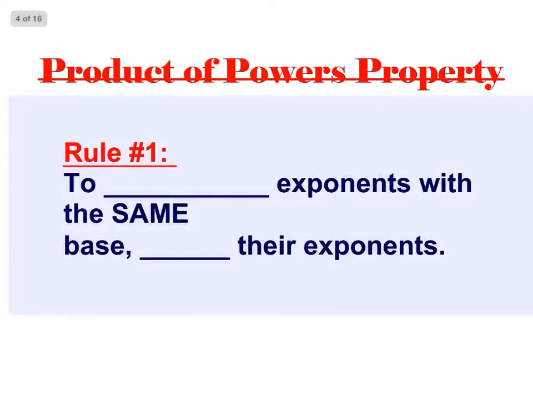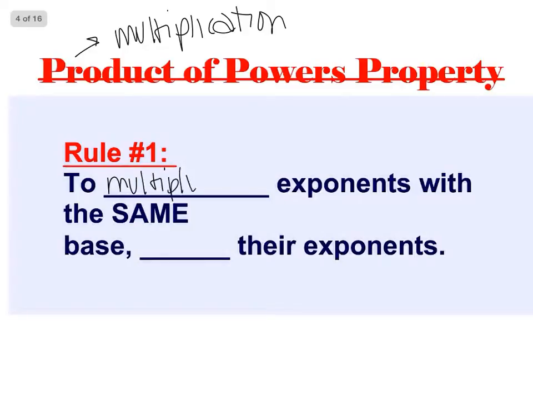Hopefully, in the activity that you did in Lesson 6.0, you began to realize some patterns as you looked at those exponent examples. We have a product of powers property. Remember, product is the answer to a multiplication problem. So hopefully what you began to realize is this, that to multiply exponents with the same base, you simply add the exponents.